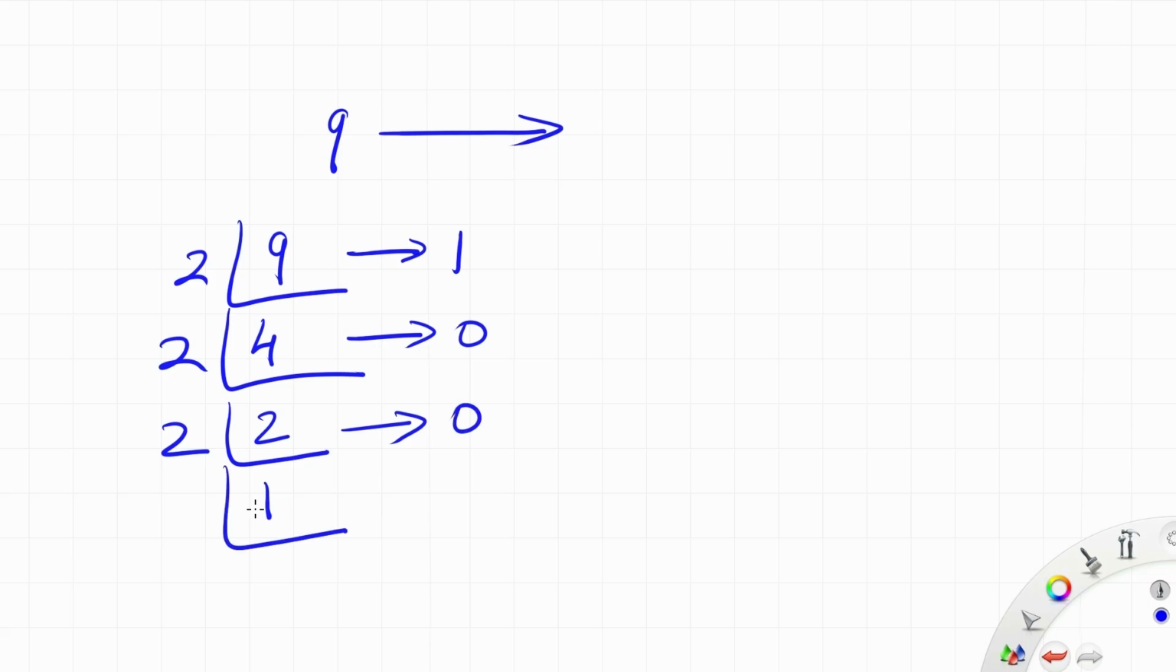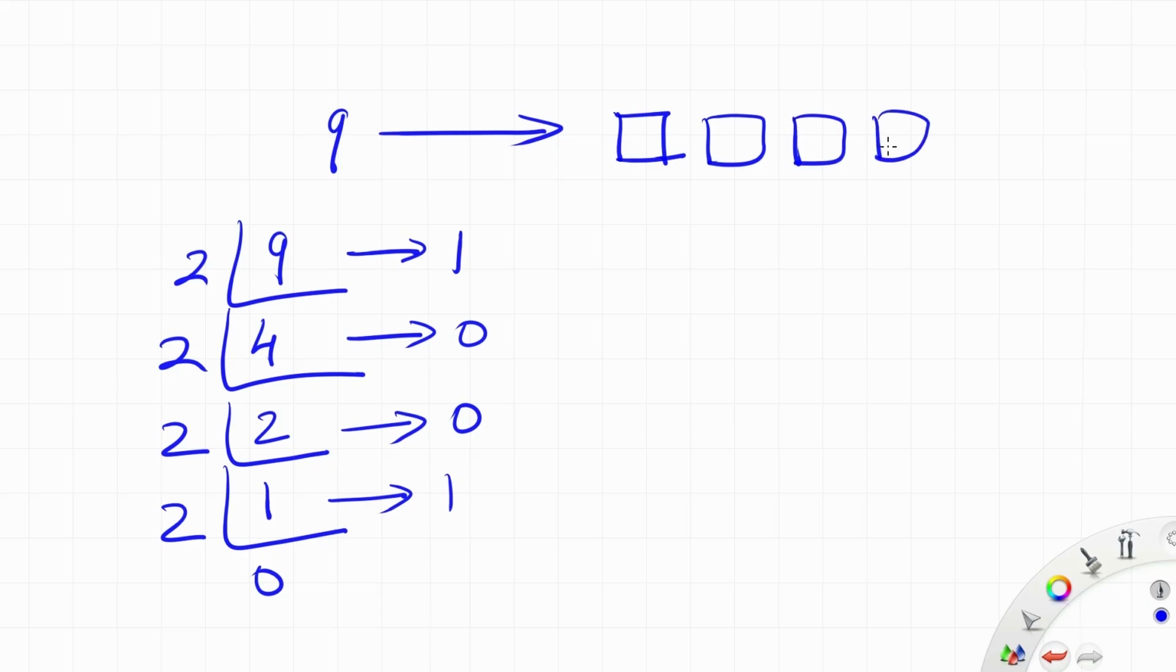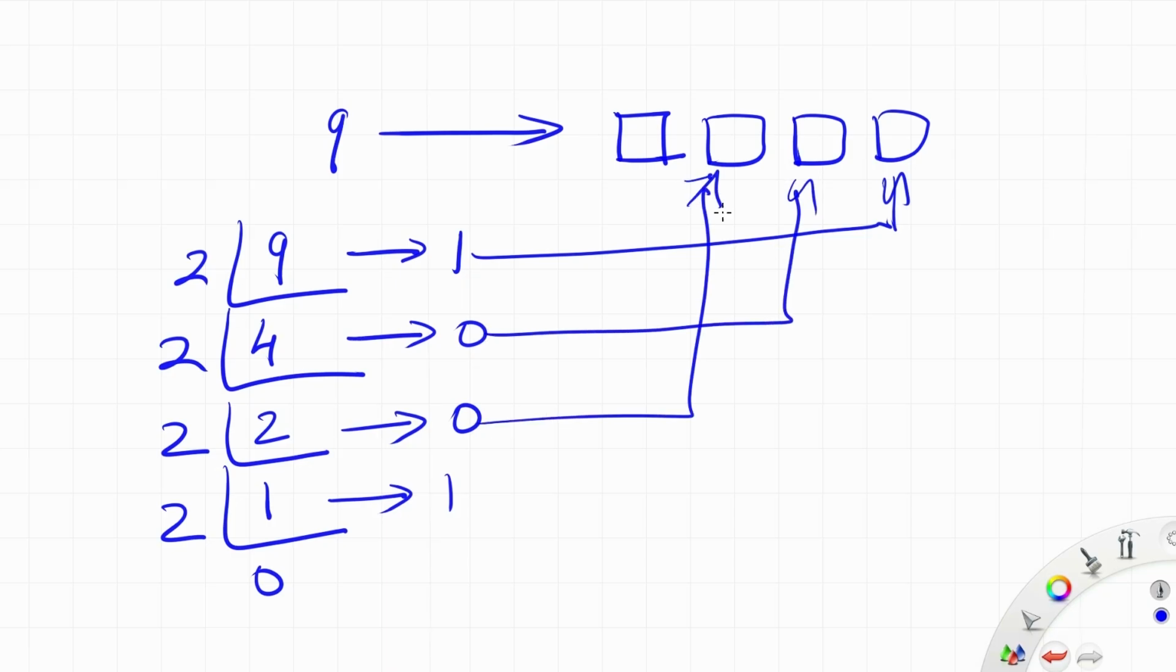This is not 0. So divide by 2 again. Quotient 1, remainder 0. Then 1, and 0. So we got a 0 quotient. We are stopping the process. We got 4 remainders. That's correct. So this one will go here. This one will go here. This one will go here. And this one will go here.